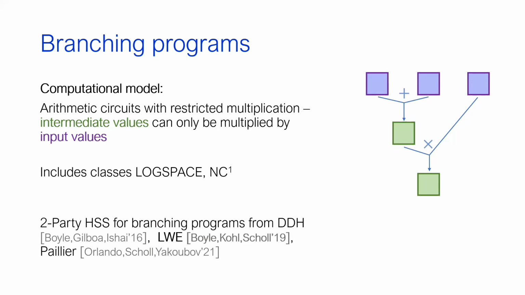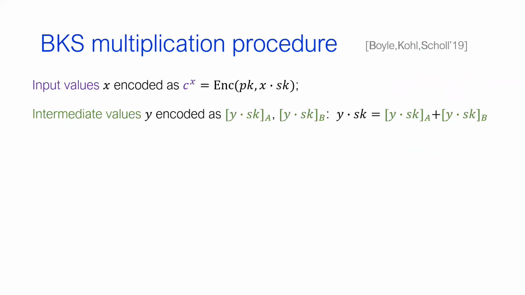There is an interesting line of work on obtaining two-party homomorphic secret sharing for this class of programs from different assumptions, such as DDH, learning with errors, PKC encryption. The starting point for our work is going to be this paper by Elette Boyle, Lisa Cole, and Peter Scholl on obtaining HSS from LWE. I won't go into much detail about this BKS construction, but I just want to give you an idea to motivate the main problem that we are going to be focusing on.